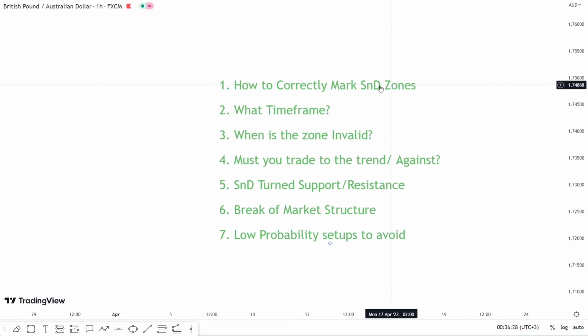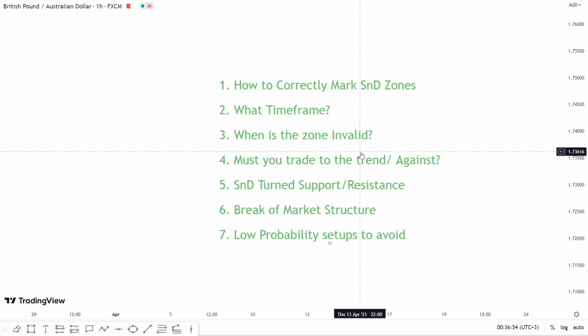The first thing is people struggle to know how to correctly mark the supply and demand zones, because if you're not very keen on how to mark it, then you're going to miss the zone, because there's a very specific way to mark the zone. Second thing I'll also share in this video is what time frame you should use to mark the zone. I get that question asked a lot. Then, at what point do you know if the zone is still valid or invalid?